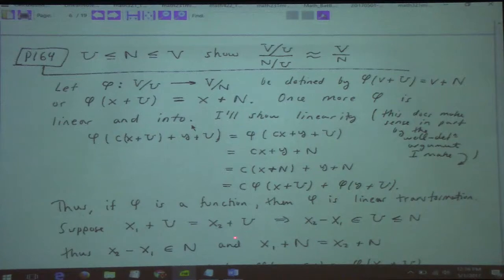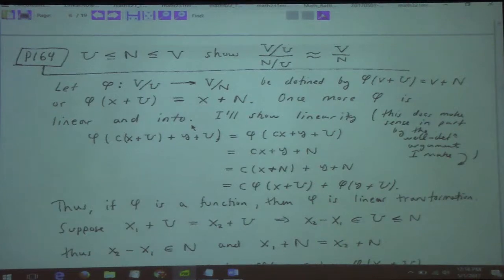The point is, if the inputs were equal, that means that the difference is in U, which is a subset of N, which means that phi of x1 and phi of x2 are equal. They give you the same coset. So it is, in fact, a function. It is, in fact, linear. Here's the proof of that.